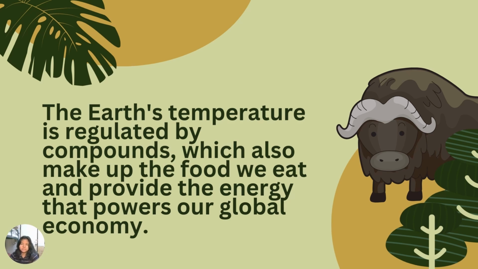Animals that consume plants break down the sugar molecules to provide their bodies with energy. The carbon cycle is continued through respiration, excretion, and decomposition, which release the carbon back into the atmosphere or soil. This is important because the Earth's temperature is regulated by its compounds, which also make up the food we eat and provide the energy that powers our global economy.